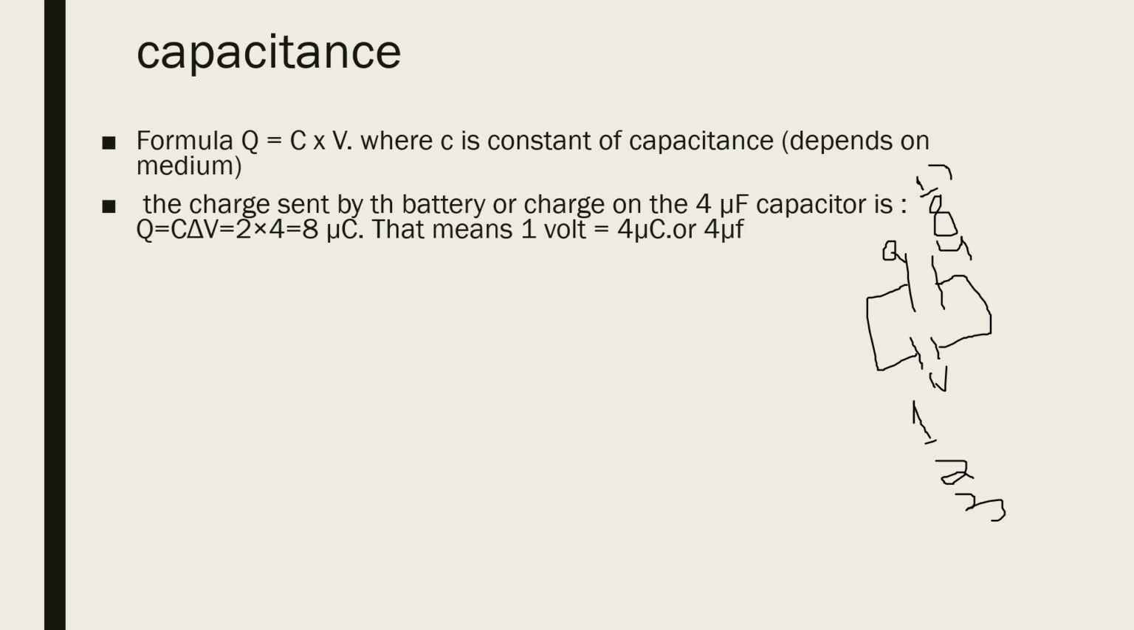Now that's the condition, because the charge sent by the battery, or the charge of 4 microcoulomb, is like this. This is the formula for rate of change. We can say that the rate of change of voltage is measured in a double way. Like if the charge is 2, it will be divided by 4 because of the rate of change of voltage, so it will become 8.